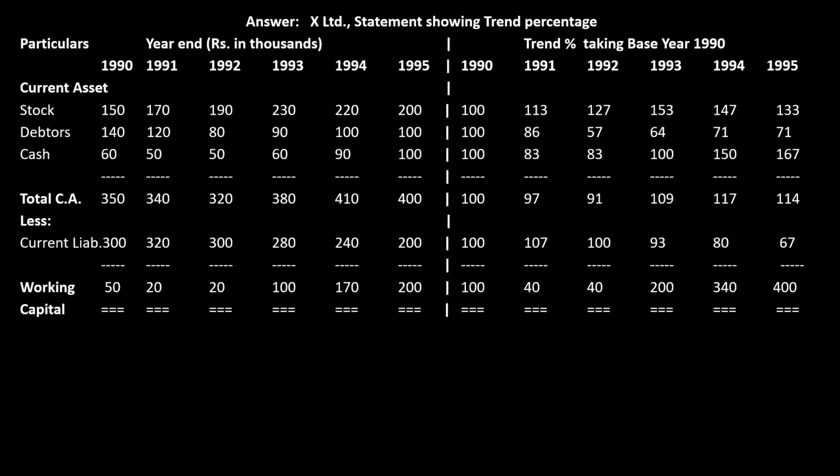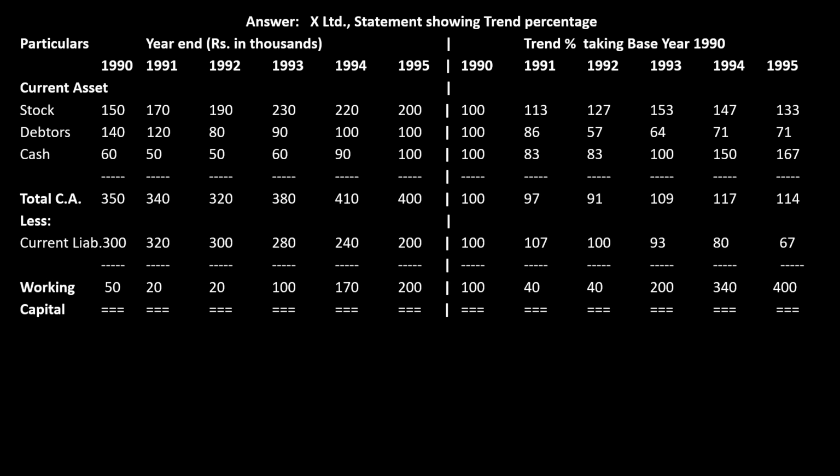Is it clear? Then I'll go to the 1991 current asset, 170. That stock is 170. Now 170 divided by 150, because 1990 is the base, no? So I'll divide everything by 150, the 1990 column. Is it clear? So 170 by 150 into 100 will give me how much? The trend for 1991 in stock will be 113%.